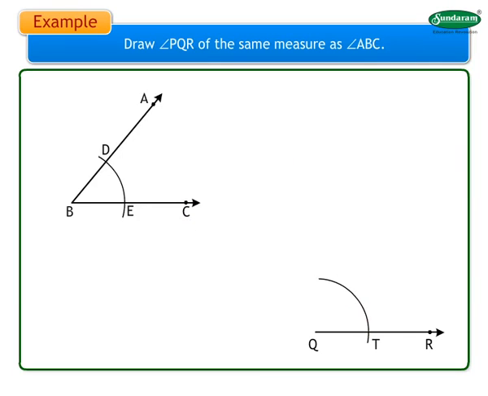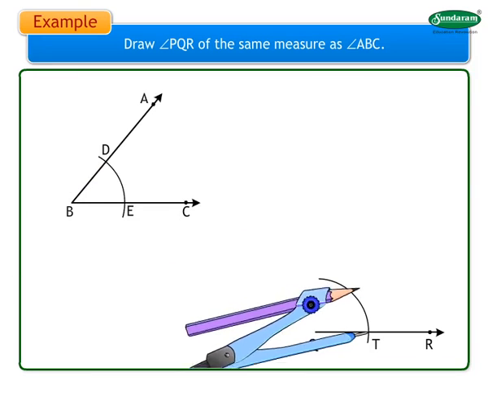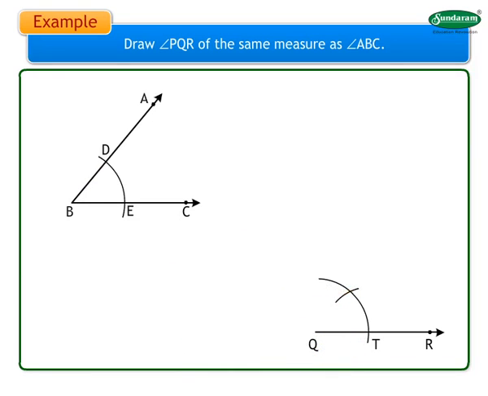Now, place the point of the compass on the point E and adjust the span so that the tip of the pencil falls on point D. Place the point of the compass on point T and draw an arc to intersect the arc drawn before. Name the point of intersection S.